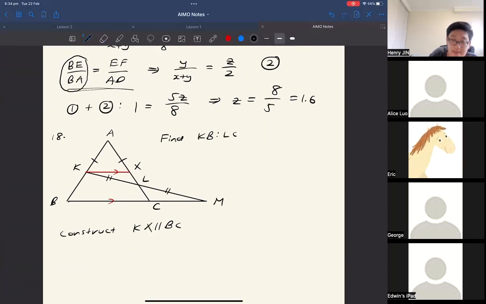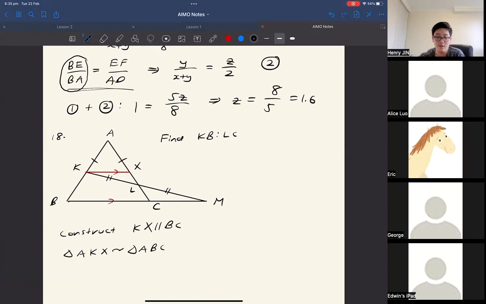So yeah, the reason why we did it is to make a pair of similar triangles. If you don't make a pair of similar triangles, there's no way we can ever manipulate side ratios. So then your pair of similar triangles. Oh, did I say AKL was similar to ABC? Okay, I'm sorry. It's AKX. Yeah, so my bad.